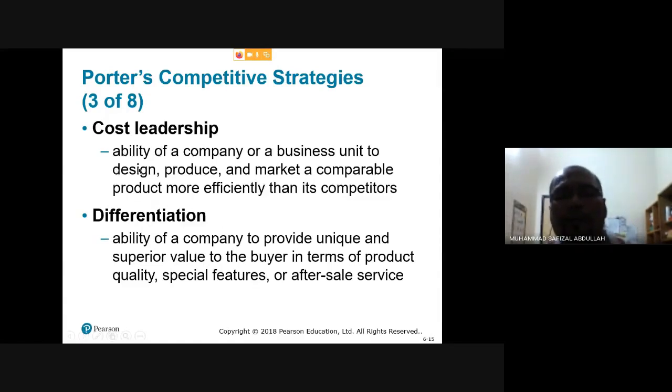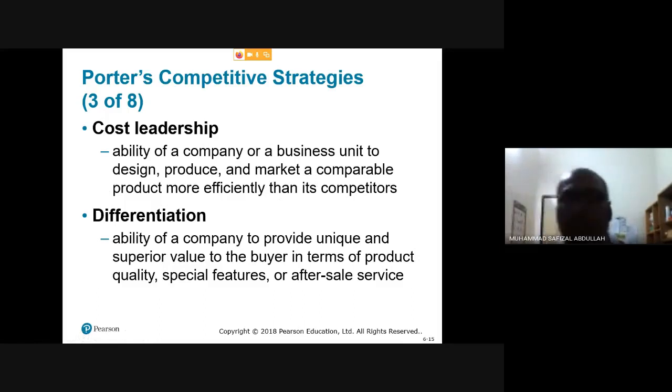It means that you have the ability to design, produce, and market a comparable product more efficiently than your competitors. It means that you can sell exactly the same product. When I say the same product in terms of design, in terms of the specification and everything, you can design them better, you can produce them better, you can market them better, and you can sell at lower price.